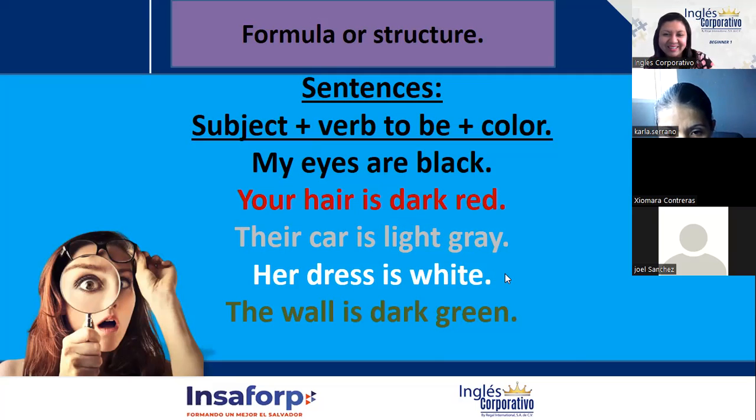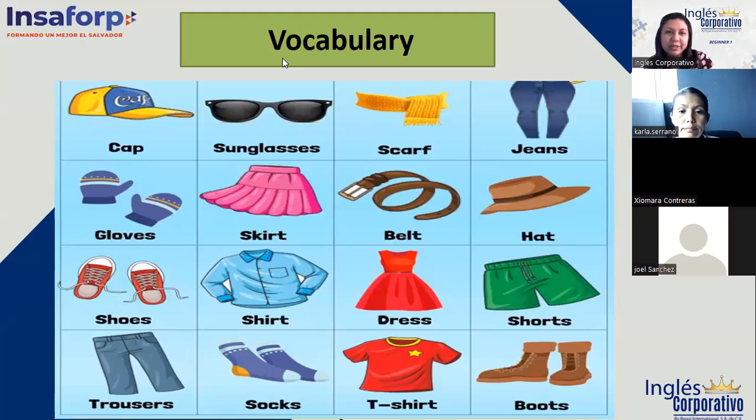Okay, interesting. Very nice. So now let's learn about clothes vocabulary. You can see here different things like cap, sunglasses. Remember, sunglasses are the dark glasses that you use when you go to the beach. Okay, they are different from the glasses you wear when you read or when you work. We have a scarf when it's cold. You protect your neck with a scarf. Oh, the favorite, the popular jeans. Gloves, we don't use gloves so much in El Salvador, but you need to know the vocabulary.